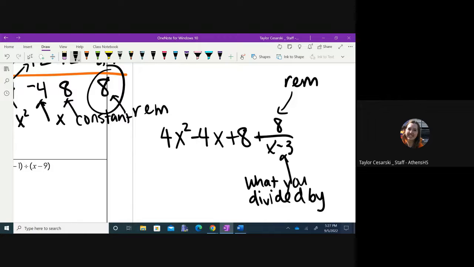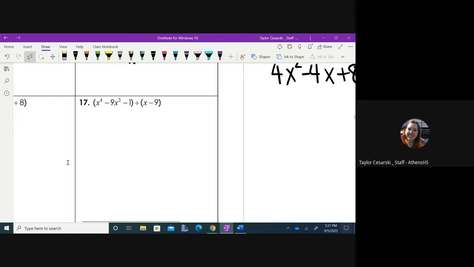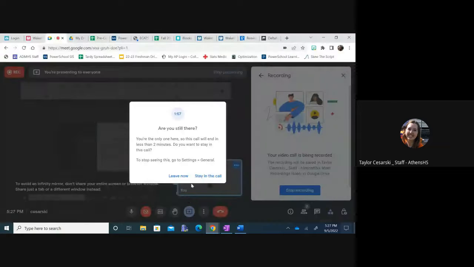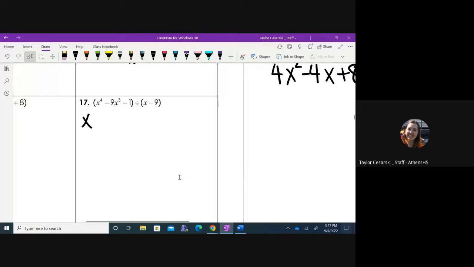All right, lastly, we're going to do one more example. This time you'll notice that some terms are missing. So I'm going to rewrite this as x to the fourth minus 9x to the third plus 0x squared plus 0x minus 1. The x squared and the x were missing, so I need to write them as zeros. Do this whether or not you're doing long division or synthetic.